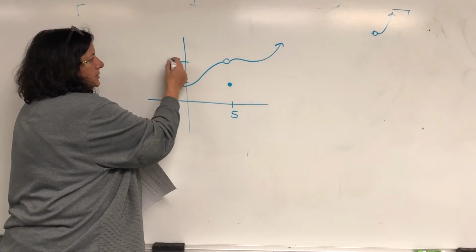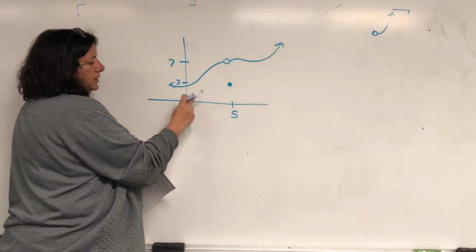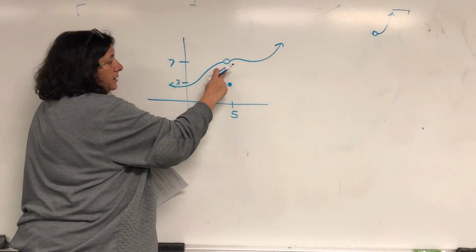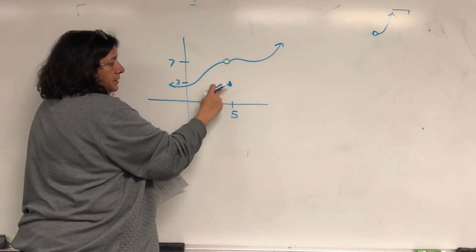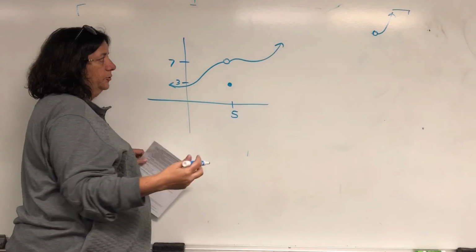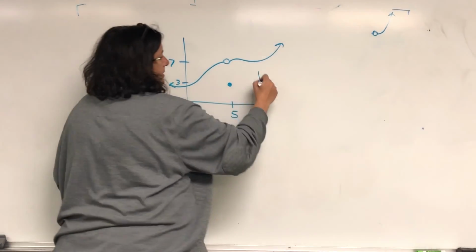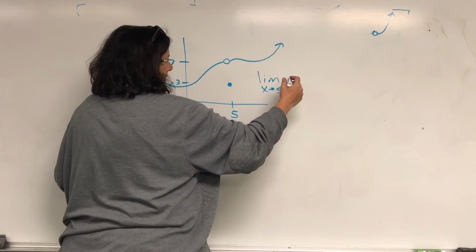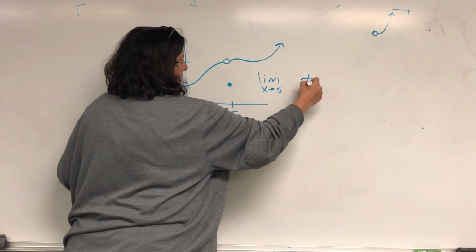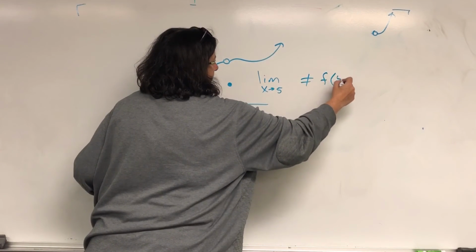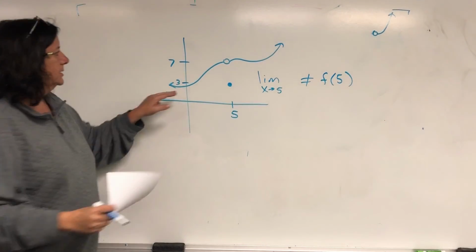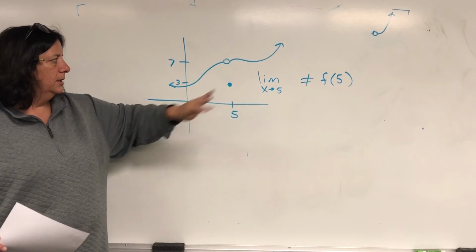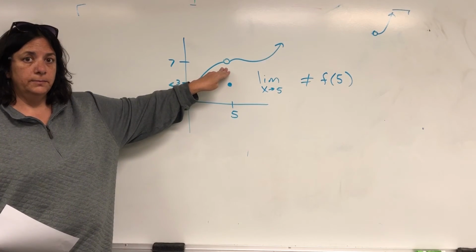Does the limit exist? Yeah, the limit as x approaches 5 equals 7. The problem is that these two things don't agree. That's the third part of continuity. In this case, the limit as x approaches 5 does not equal f of 5. The limit as x approaches 5 is 7, f of 5 is 3. This is not continuous by definition.